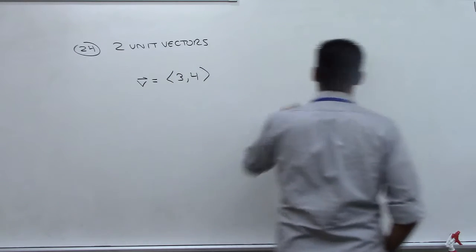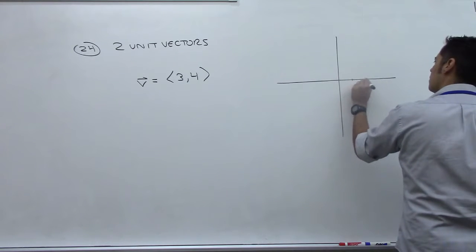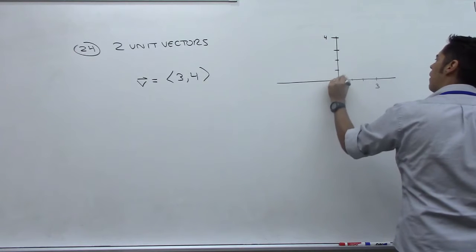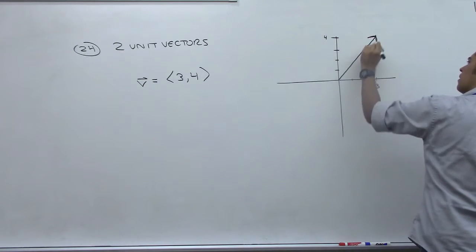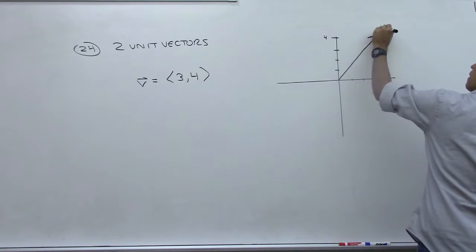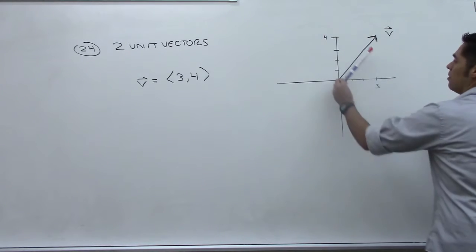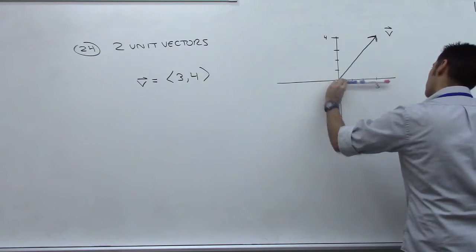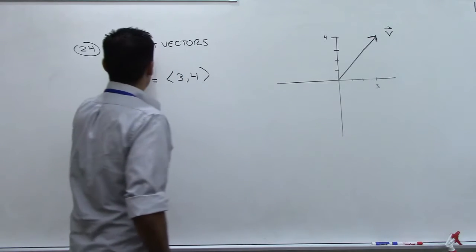Now this is two-dimensional, so I should be able to draw this. So here's the vector (3, 4). That's the vector v. I'm trying to come up with two vectors that form an angle of 60 degrees with this. So there should be another one 60 degrees this way, and another one 60 degrees this way. Find those two vectors and make sure that they're unit vectors.